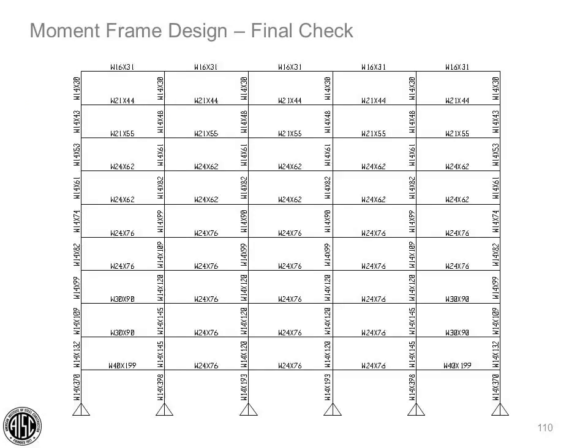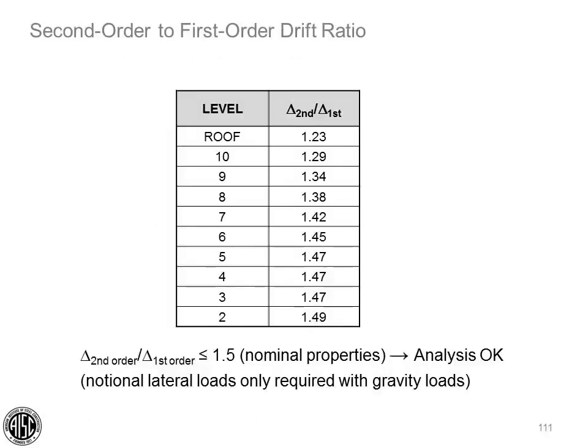We'll run through the final strength check. Here are the sizes we ended up with after optimizing the frames for drift. Now we'll check them for strength. Tabulated here are the second order to first order drift ratios. The maximum second order effect is 1.49 based on nominal unreduced properties, which is less than 1.5, so our analysis is okay using the notional lateral loads with the gravity loads only.